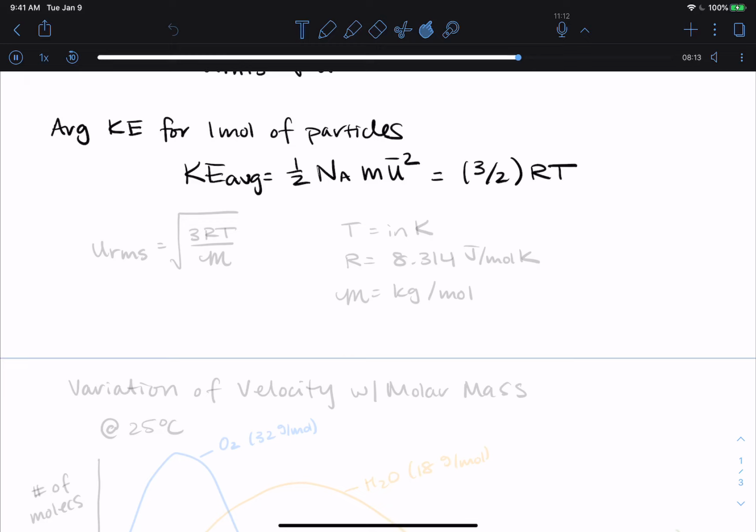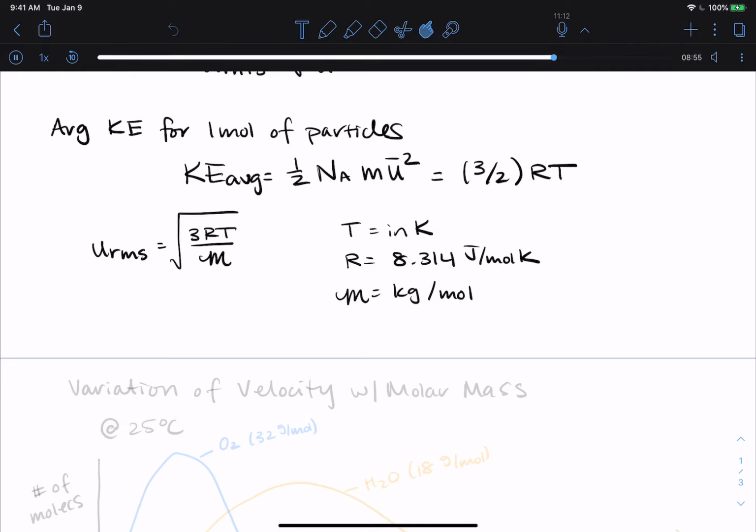Now, if you need to calculate the root mean square velocity for any practice problems you happen to be doing, the version that's much easier to solve is 3RT over the molar mass, and then take the square root of it. For this equation, you need your temperature in Kelvin. The version of R that you need is 8.314 joules per mole Kelvin. And the molar mass, when you use it, needs to be in kilograms per mole.